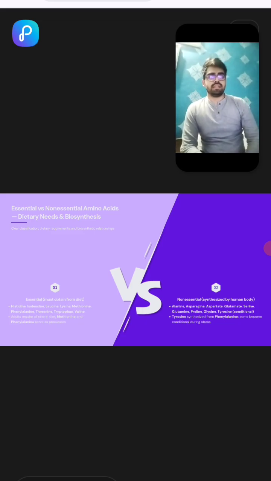So they include alanine, asparagine, aspartate, glutamate, serine, glutamine, proline, glycine, and tyrosine. Tyrosine is conditional. It can be obtained through food or synthesized in the human body. Tyrosine is synthesized from phenylalanine. Some become conditional during stress, so tyrosine also helps in stress management.